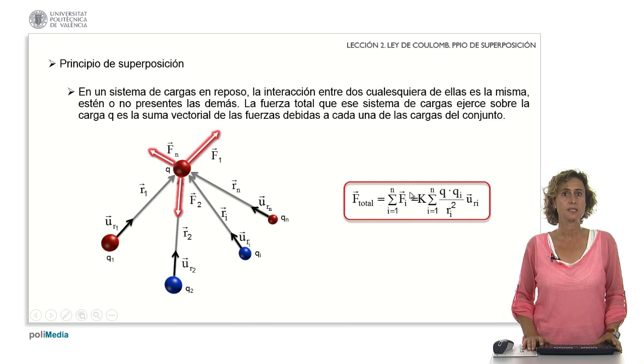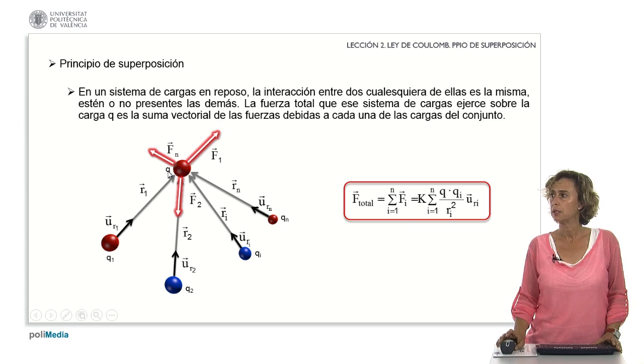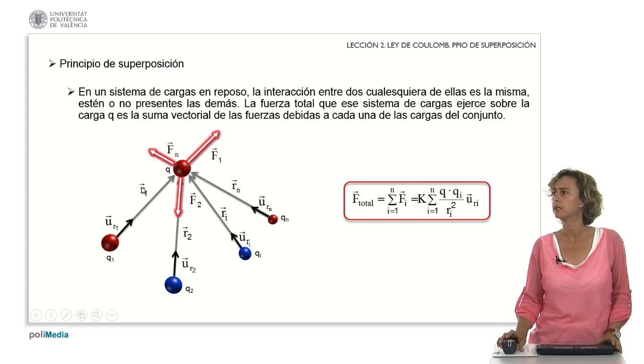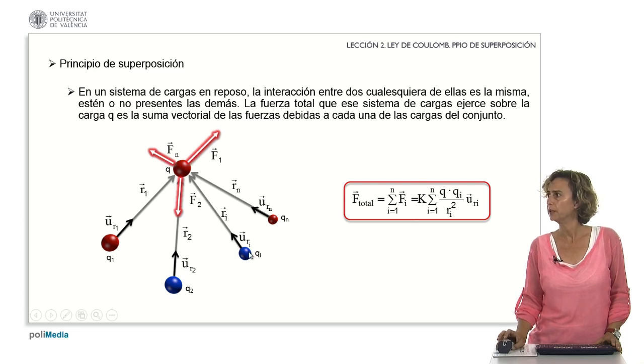The total force that this system of charges will exert on the charge Q will be the vectorial sum of the forces due to each of the charges of the system. If we take a generic charge Q sub i, the force that Q sub i exerts on the charge Q, as we will determine it by Coulomb's law, is K times Q times Q sub i, divided by the distance between these two charges squared, times the unit vector u sub r sub i.